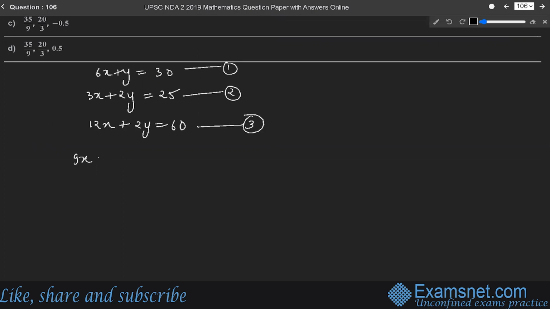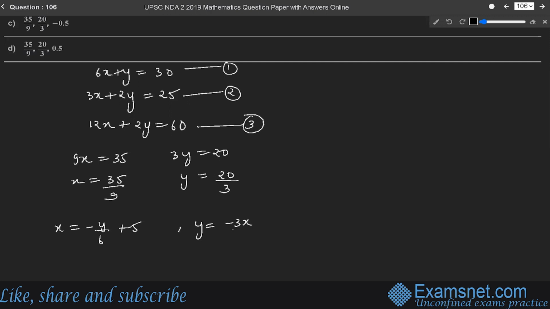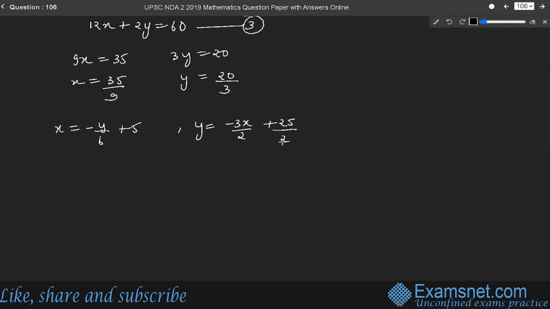Now, 9x is equal to 35. So, x will be equal to 35 by 9. Similarly, 3y is equal to 20. So, y will be equal to 20 by 3. And x will be equal to minus y by 6 plus 5. Also, y will be equal to minus 3x by 2 plus 25 by 2. Therefore, sigma xy will be equal to minus 1 by 6 and sigma yx will be equal to minus 3 by 2.